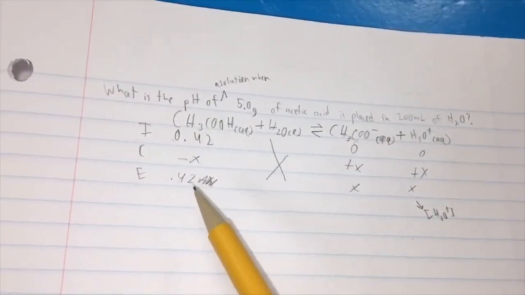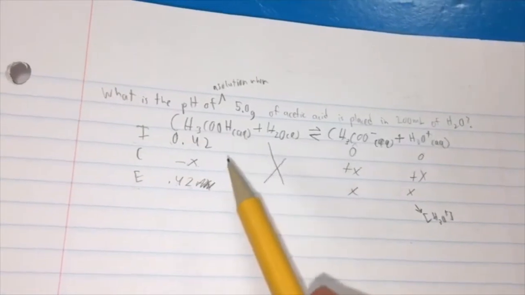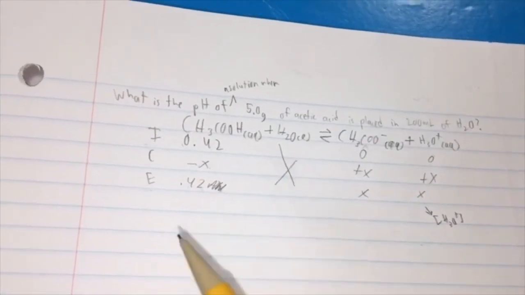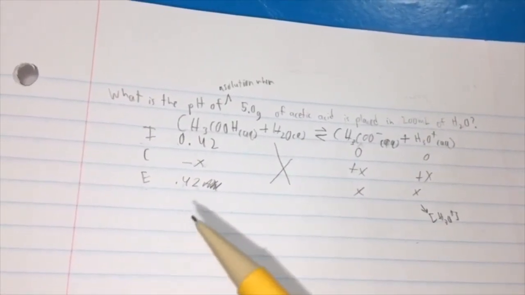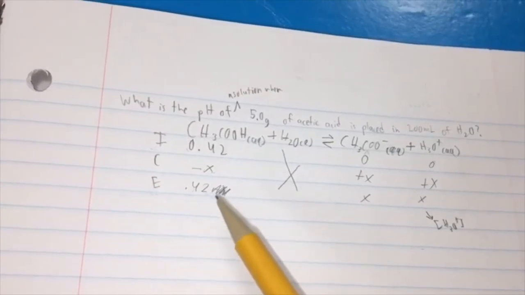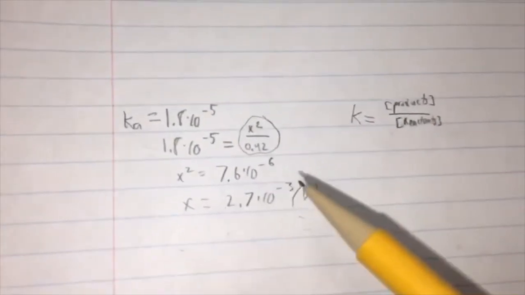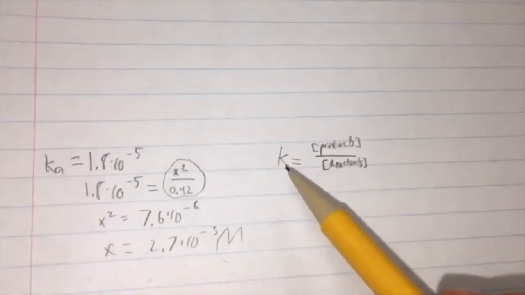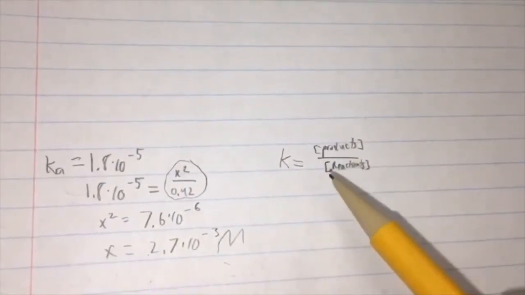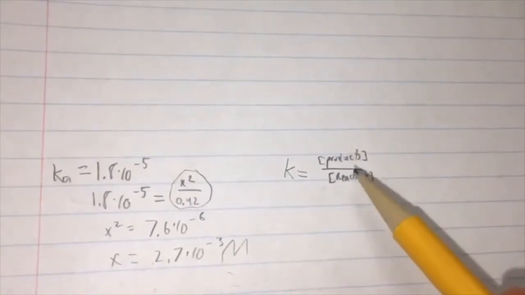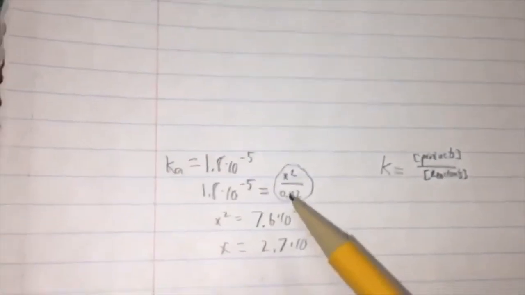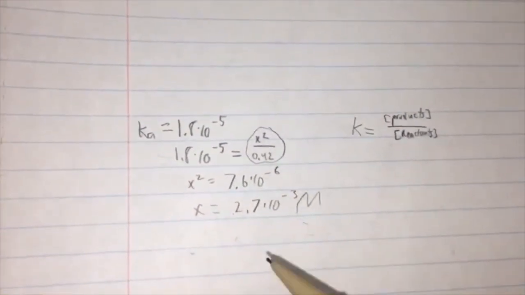Normally it would be minus x, but since acetic acid's a weak acid, we're going to make the assumption that x will be negligible, and I'll get to that later. And then these will be x. So we're going to find x using the expression K equals the concentration of the products, which are multiplied by each other, over the concentration of reactants. You can see here we find what x is in molarity.